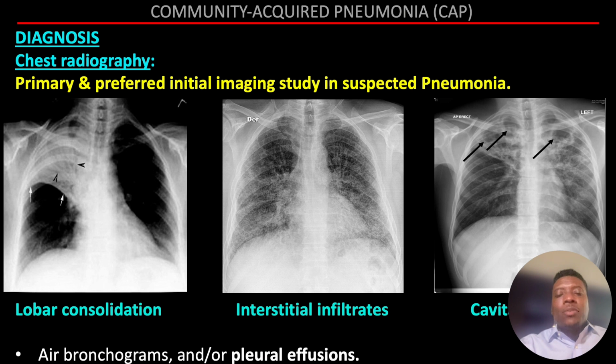Now, in terms of radiographs, you can either see a consolidation if you see a typical infection. They can have the classic reticulonodular pattern if it's an atypical infection, or you can see the cavitations with Staph aureus, with Klebsiella, or anaerobic infections.